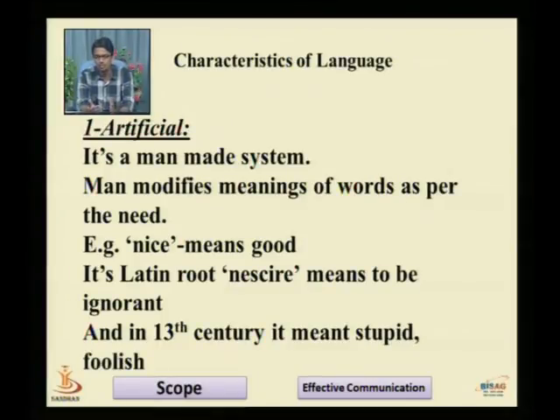So, learning to write, that is the study of graphs. I mean how you are representing a particular sound with which particular symbol or sign, right?